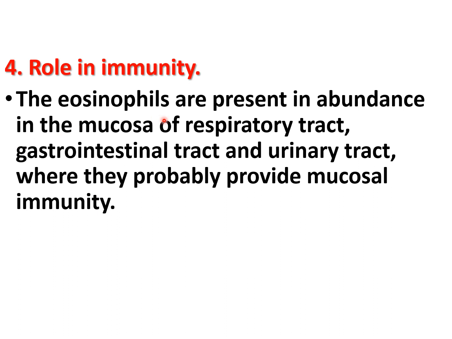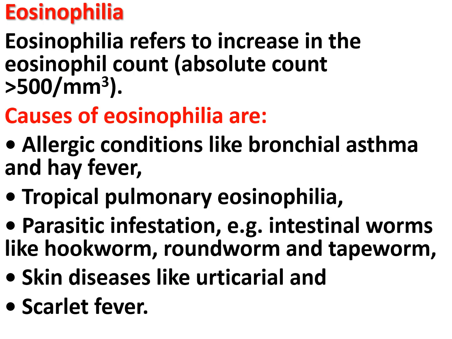Then role in immunity. The eosinophils are present in abundance in the mucosa of the respiratory tract, GI tract, and urinary tract, where they probably provide mucosal immunity. Then eosinophilia. Eosinophilia refers to an increase in eosinophil count more than 500 per mm cube. Then what are the causes of eosinophilia? Allergic conditions like bronchial asthma and hay fever, then tropical pulmonary eosinophilia, then parasitic infestation like intestinal worms like hookworm, roundworm and tapeworm, and skin diseases like urticaria and scarlet fever.